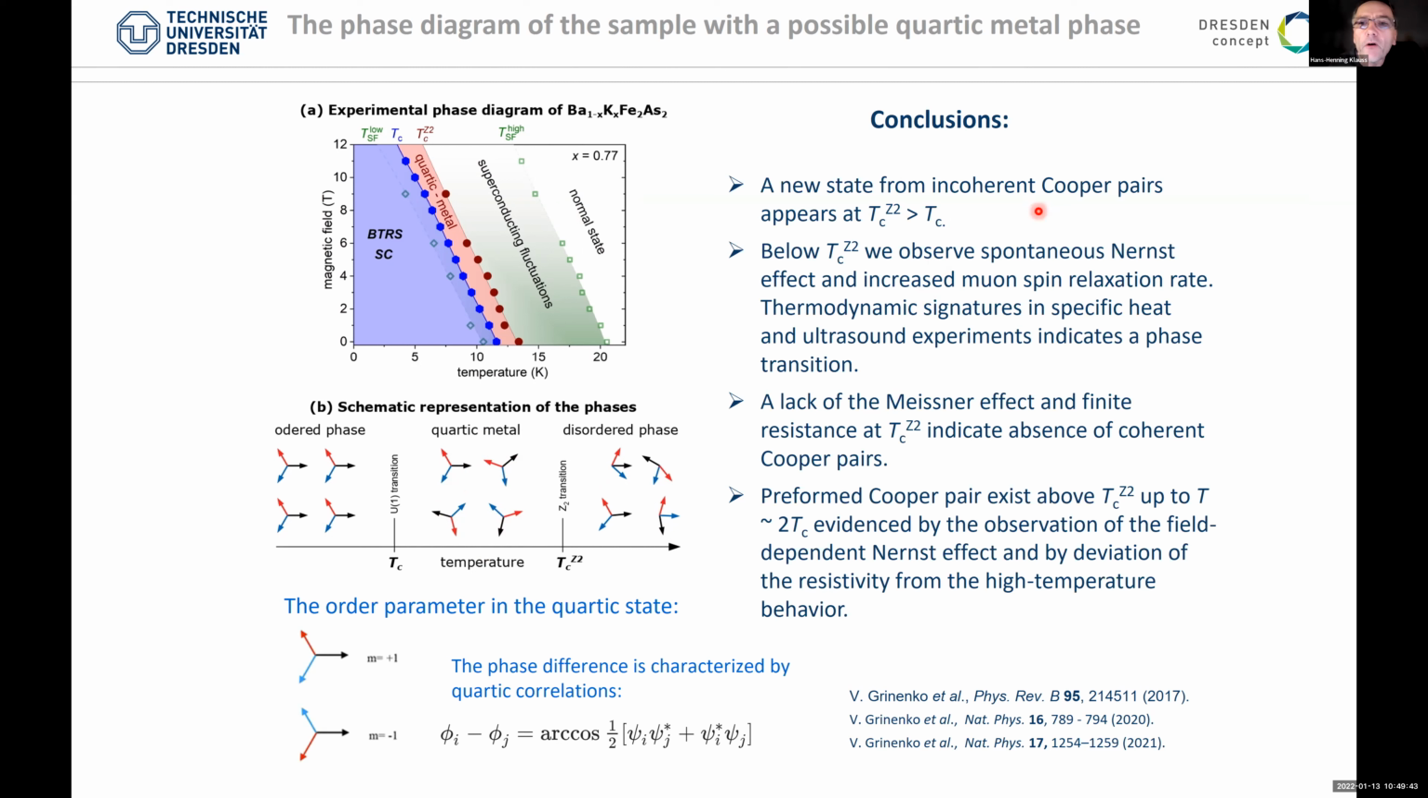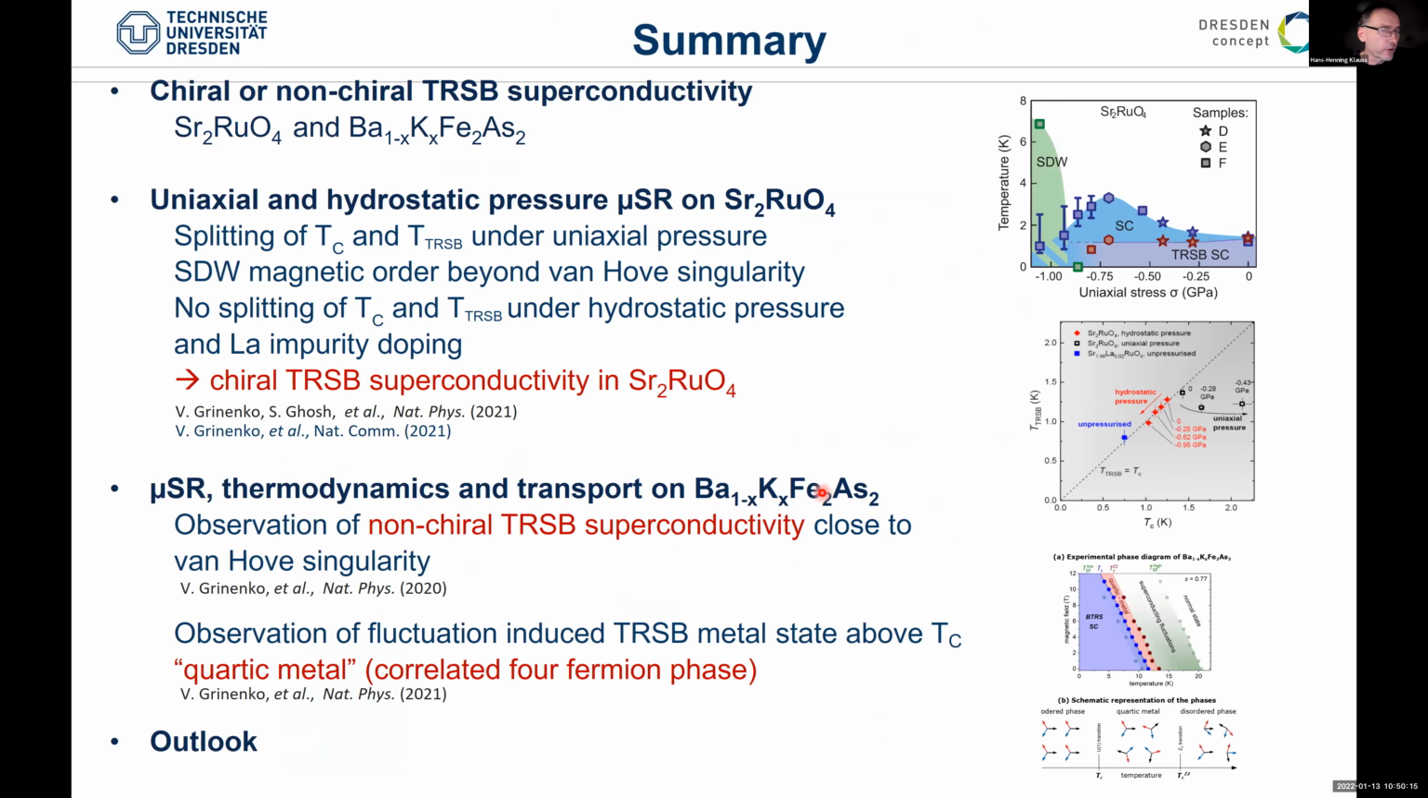Yeah, the conclusions are on this side. We have found some new phase above the superconducting state, which is characterized by the symmetry breaking in this model. We identified it from spontaneous Nernst effect, increased muon spin relaxation. And we also see signatures in thermodynamics in specific heat and ultrasound, which I didn't show. And it's clearly not a superconducting phase because there's no Meissner effect and still a finite resistance. And yeah, with this, I want to come to the final conclusion.